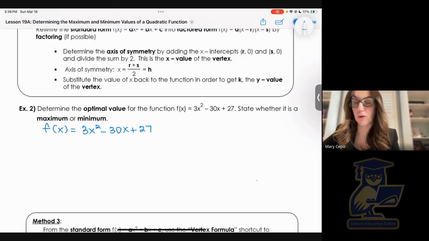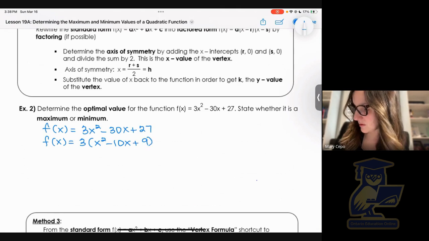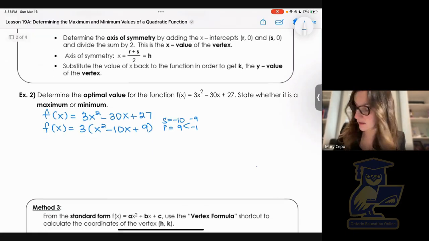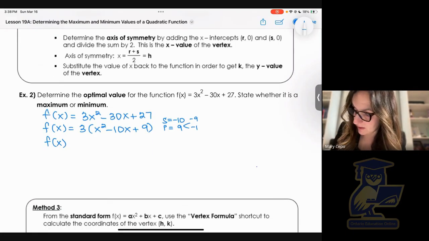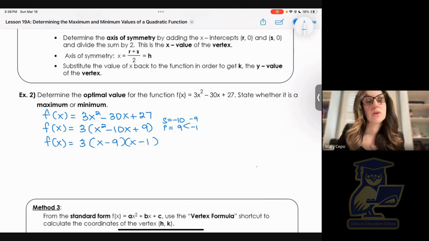Now, in this case, we are going to start with a common factor, and I see that we can factor out that 3 from each of our terms. Okay, so in this case, my sum is equal to negative 10. My product is equal to positive 9. So if we have a positive product and a negative sum, we know both terms have to be negative. So negative 9 times negative 1 is 9. Negative 9 plus negative 1 is negative 10. So this becomes f of x is equal to 3 times the simple trinomial. We set up our 2 brackets: (x minus 9)(x minus 1). Again, the order does not matter.